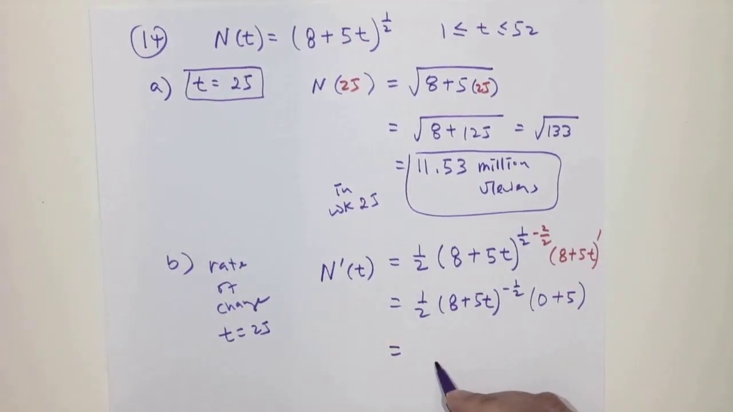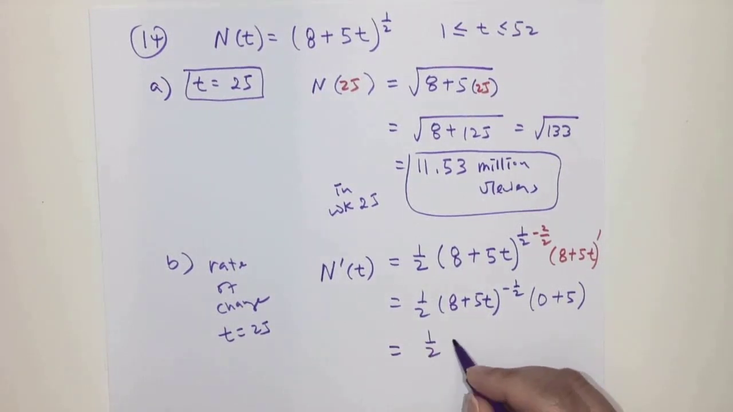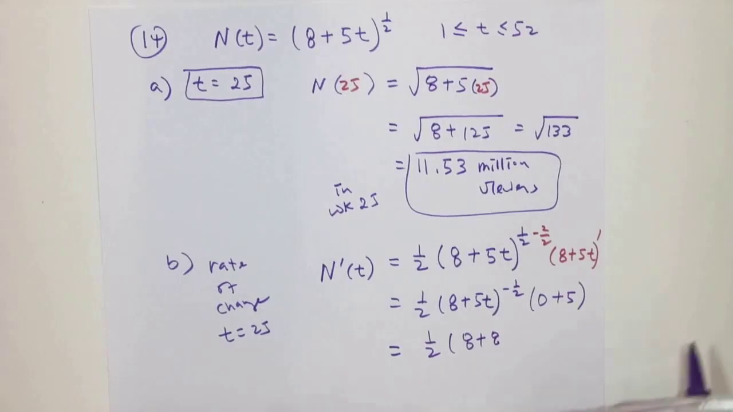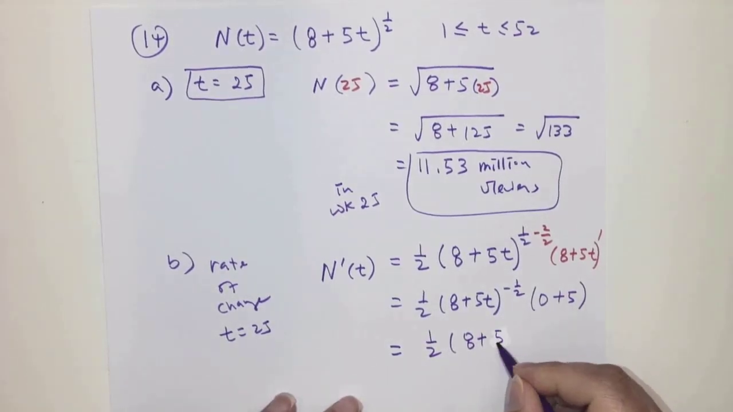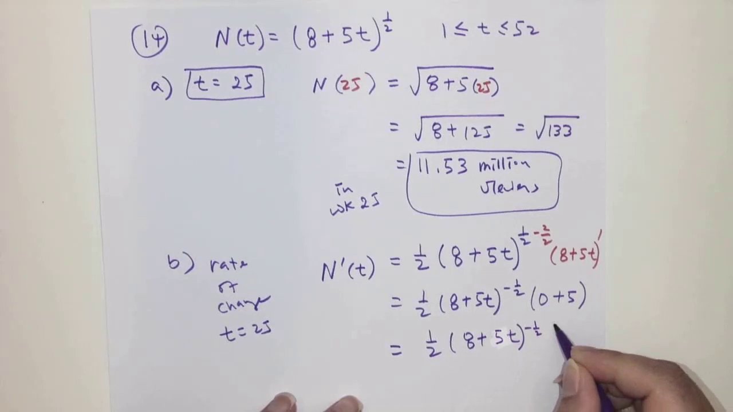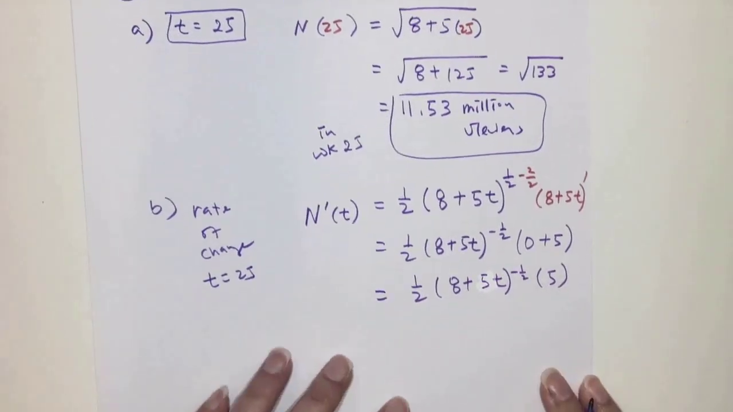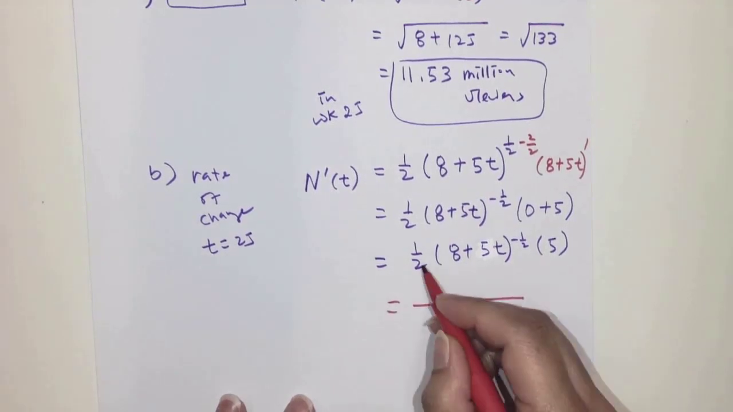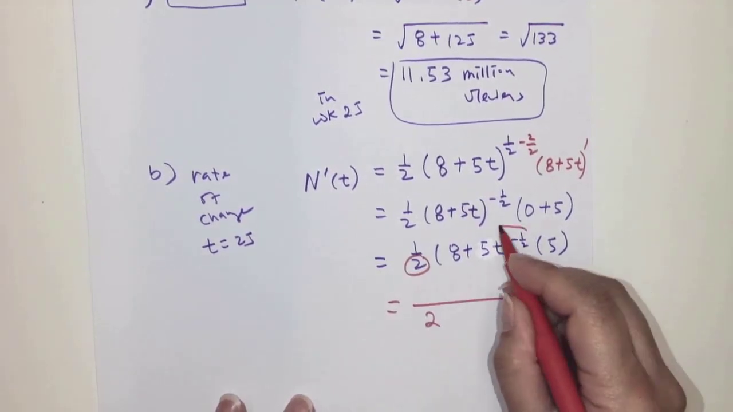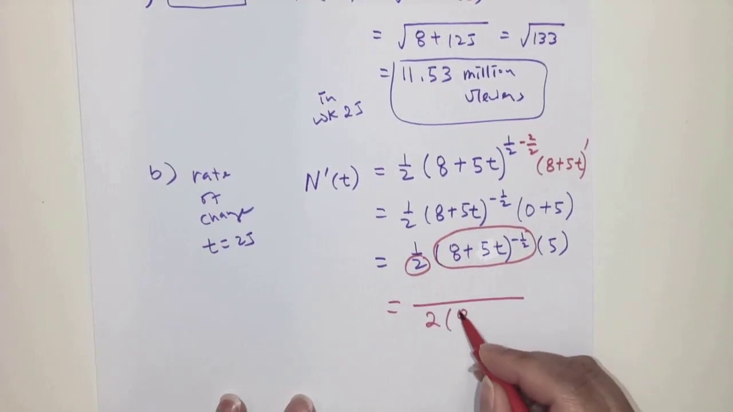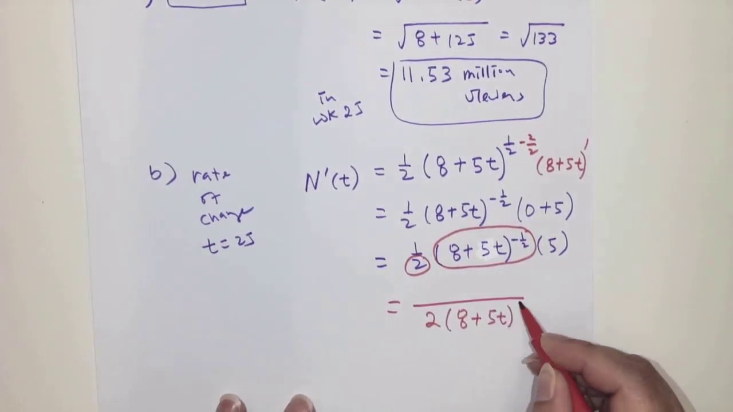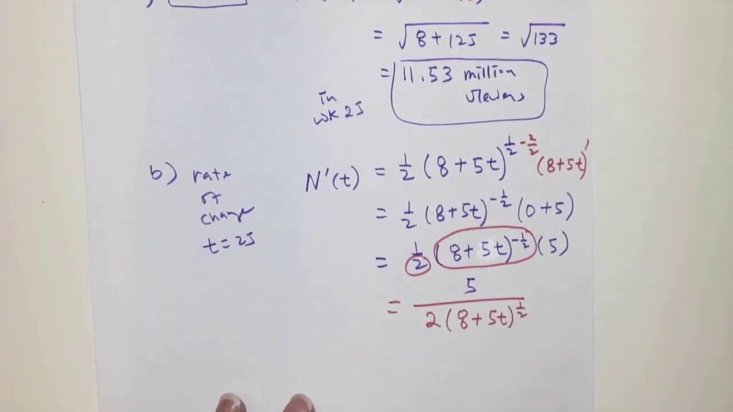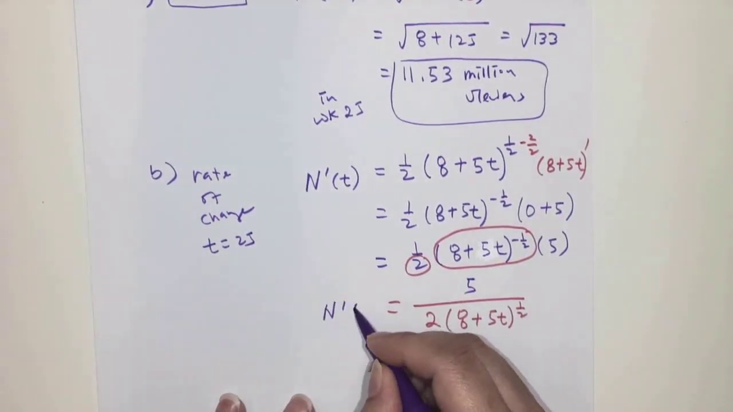Let's clean that up. That would be 1/2, again, 8 plus 5t raised to negative 1/2 power. And I know we cannot keep negative exponents, right? But this is multiplied to a 5. So let's write that as a fraction. This will give me at the bottom, I have denominator 2, and this is a negative power, so it goes down and becomes a positive exponent, but the 5 will go to the top. That would be my n prime of t, right?